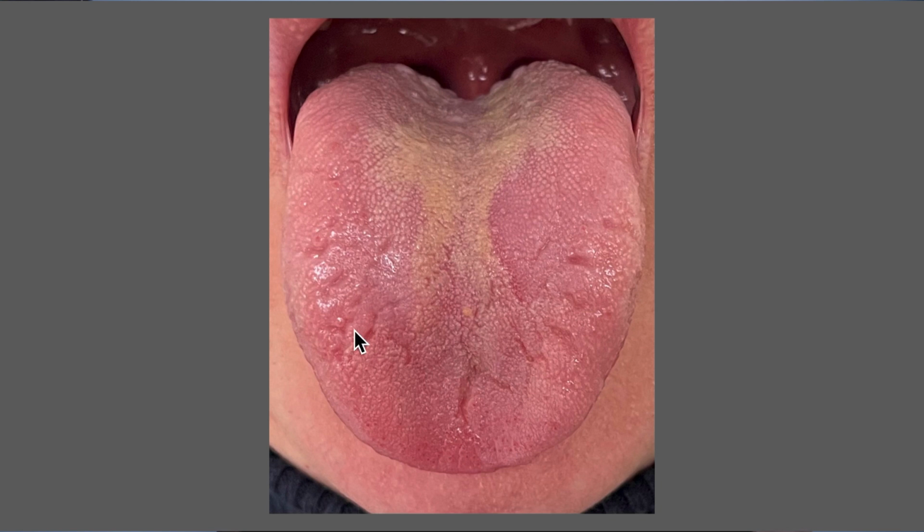We don't have the image of sublingual veins for this tongue, but we know that they are normal, and so we rule out any form of blood stagnation.